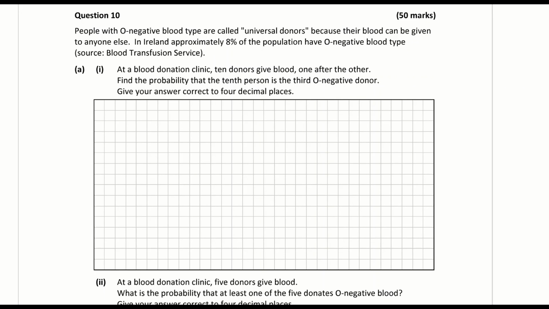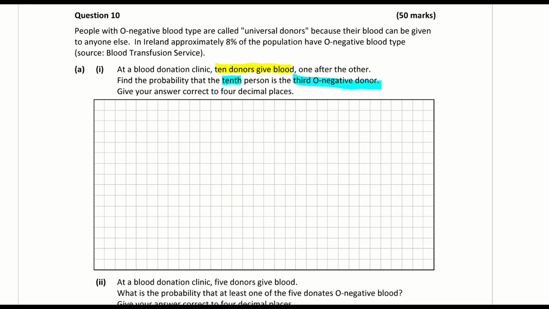So question 10a part 1, the first part there tells us that 8% of the population have O negative blood type. Part 1 says that at a blood donation clinic, 10 donors are giving blood. Find the probability that the 10th person is the third O negative donor. So that means that of the previous 9 people that give blood, 2 of them must be O negative. And it doesn't matter where those 2 are. It could be the first 2, it could be the 7th and 8th. It doesn't matter as long as they're in that first 9 group of people.